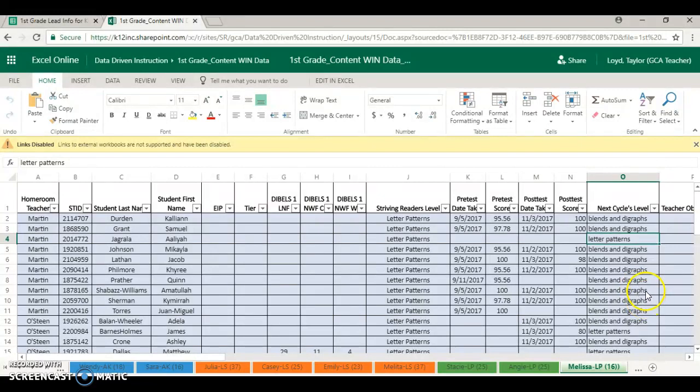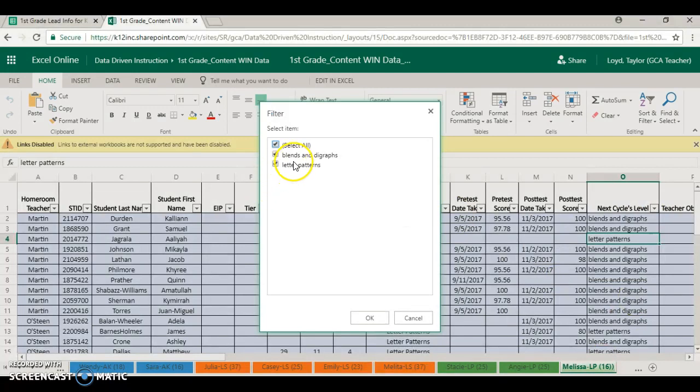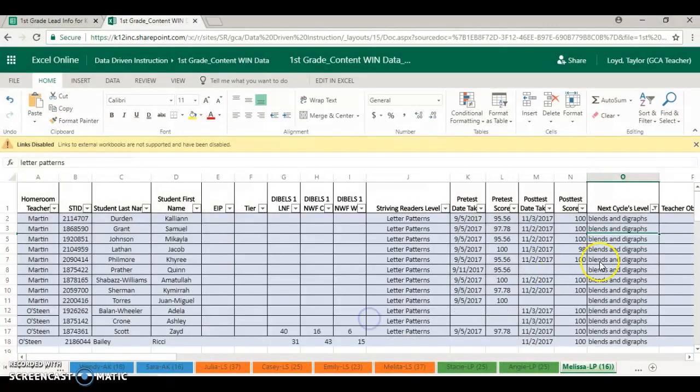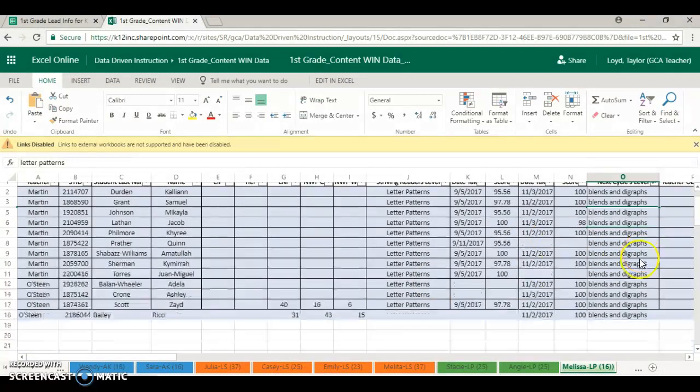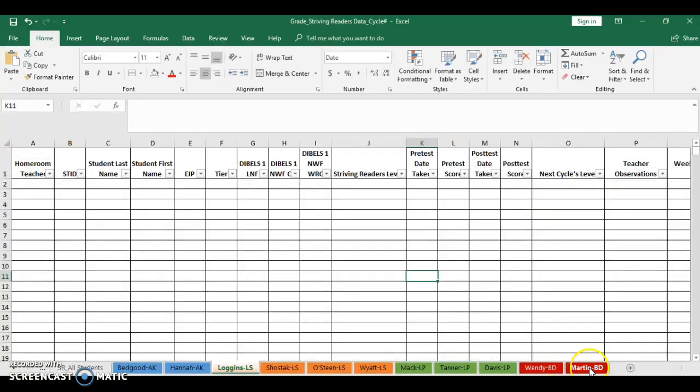So I'm going to start with the highest level, letter pattern. I'm starting with Melissa, and I am going to filter, and I just want those that are moving up to blends and digraphs. For now, because that was the highest group and I didn't know how many were actually going to be in the highest group, I put everybody in Melissa's group because she was staying blends and she was moving up to blends and digraphs. So I put all kids from those three groups on Melissa's tab, and then I realized, oh, I need 2 teachers for this, and so I split them in half.